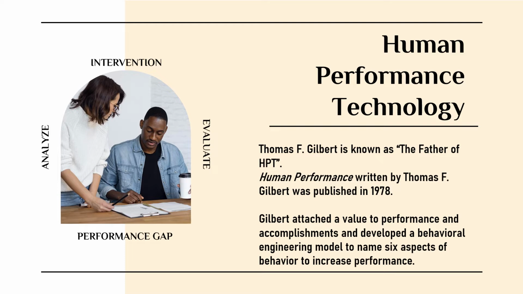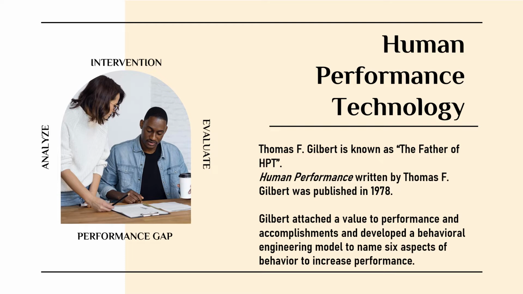Thomas F. Gilbert is known as the father of HPT. He wrote a book in 1978 called Human Performance. In his book, he discussed human performance technology and human performance, and Gilbert came up with the idea of attaching a value to performance and accomplishments. And then he developed a behavior engineering model to name six aspects of behavior to increase performance.